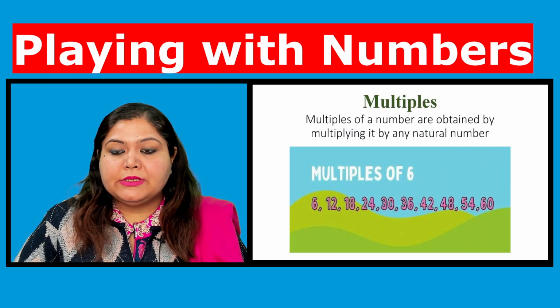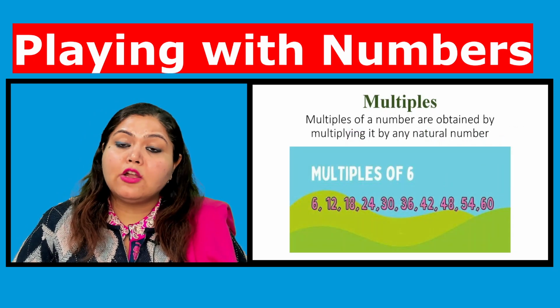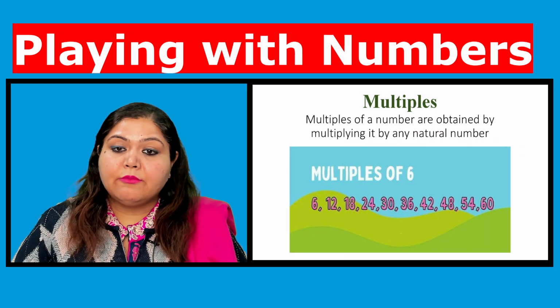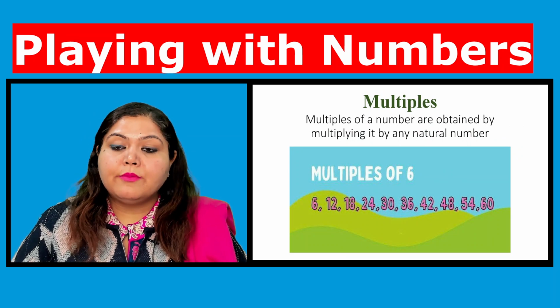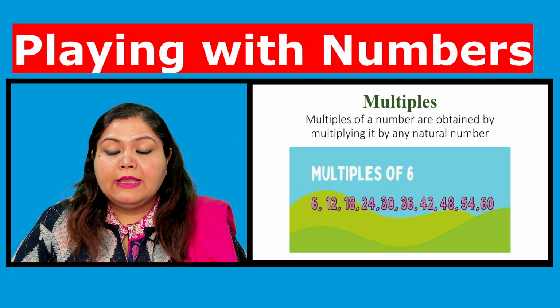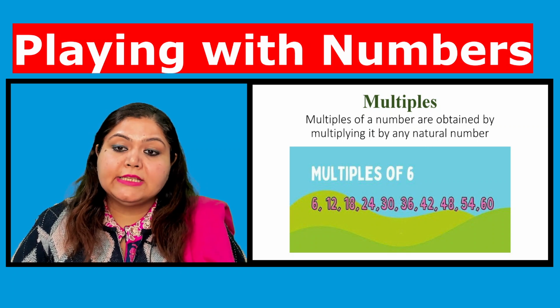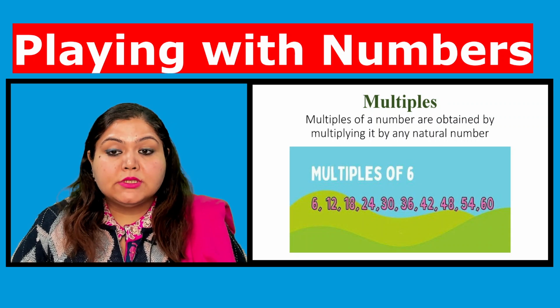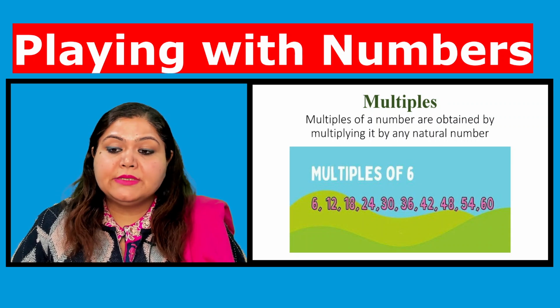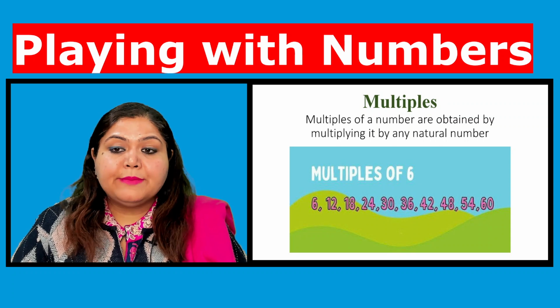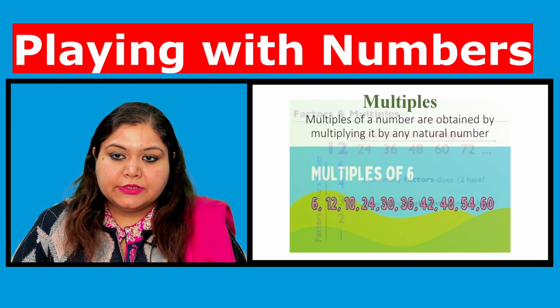What are the multiples? Multiples of a number are obtained by multiplying it with the natural numbers. On multiplication of a number, like we multiply 6 by 1, it becomes 6. If we multiply 6 by 2, it becomes 12. 6 multiplied by 3 becomes 18. So multiples we get on multiplication.